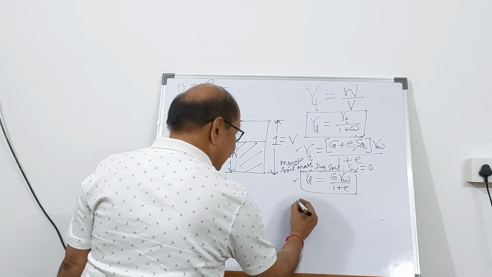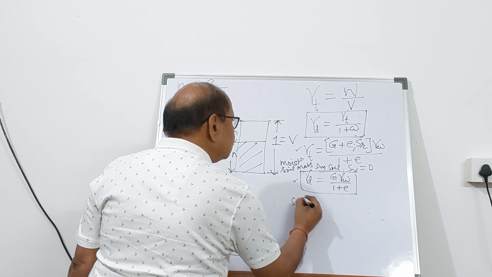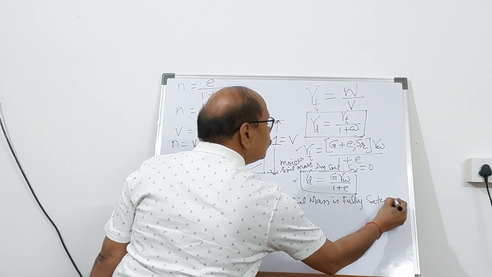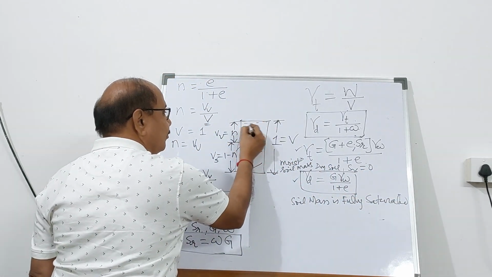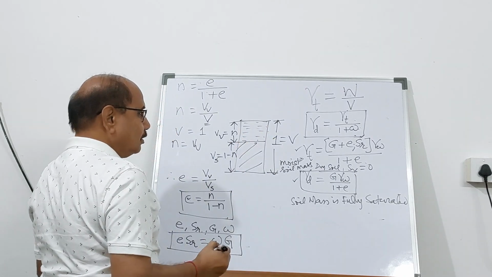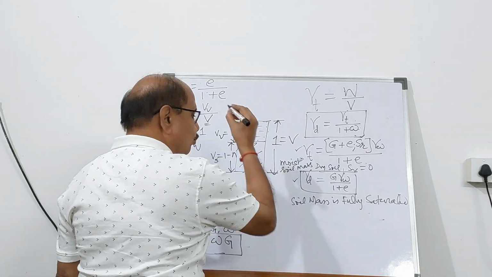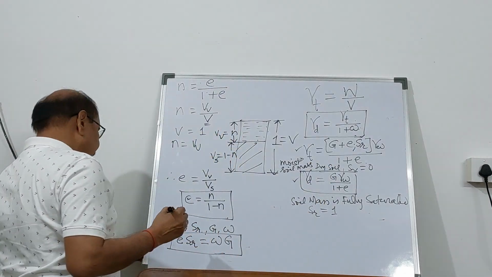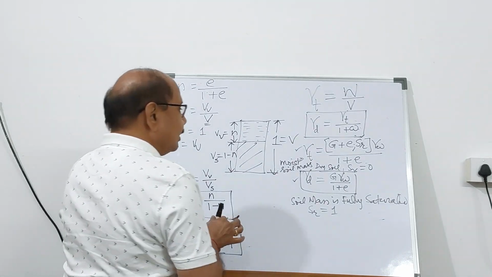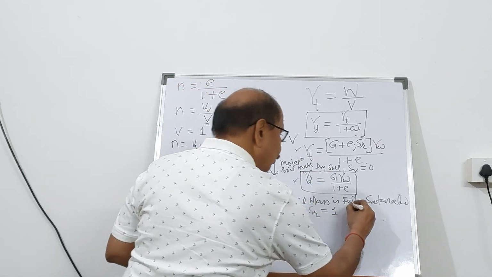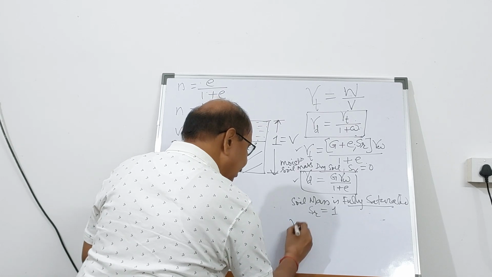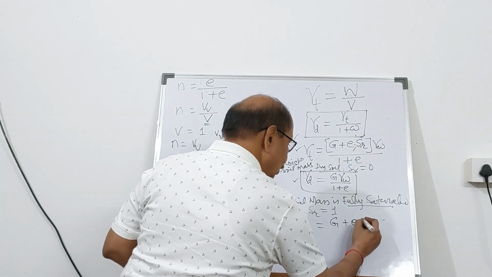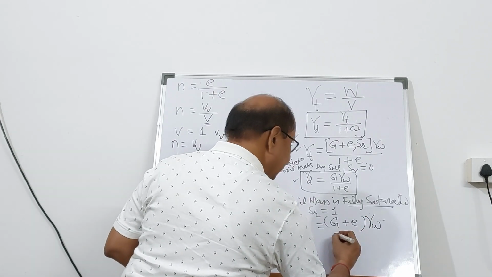Now, if the soil mass is fully saturated, it means the void will be filled completely with water. There is no air. Then in that case, the volume of water and volume of void will be equal. Therefore, degree of saturation will be 100% and it will be equal to 1. Naturally, if you substitute here, for a fully saturated soil mass, gamma T becomes gamma saturated, and here it becomes G plus e into 1, so it becomes G plus e, gamma w divided by 1 plus e.